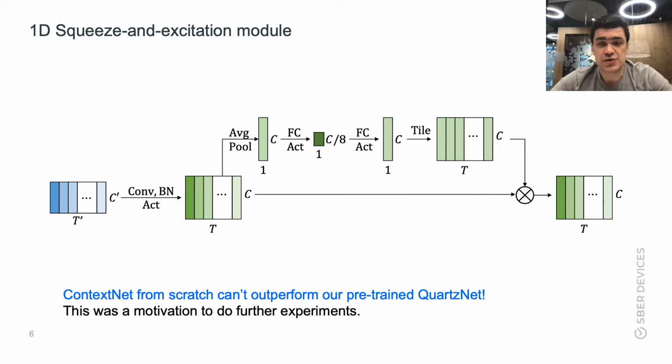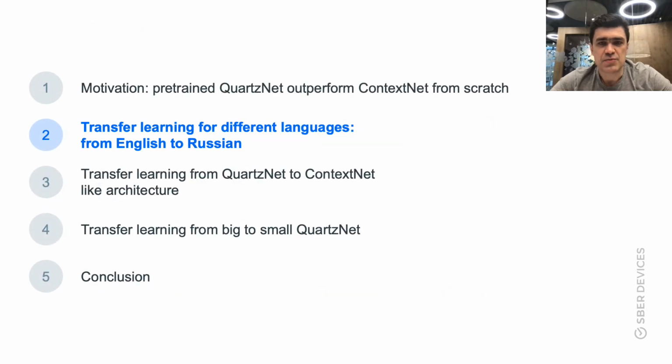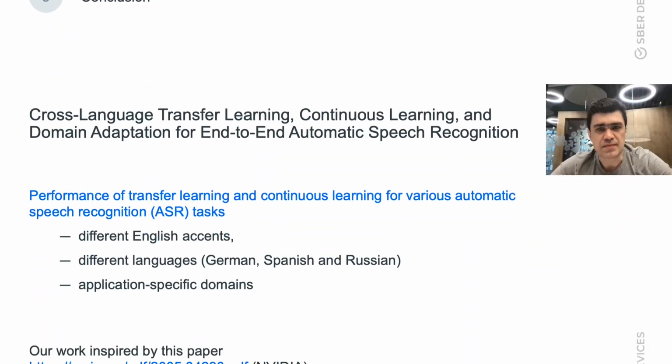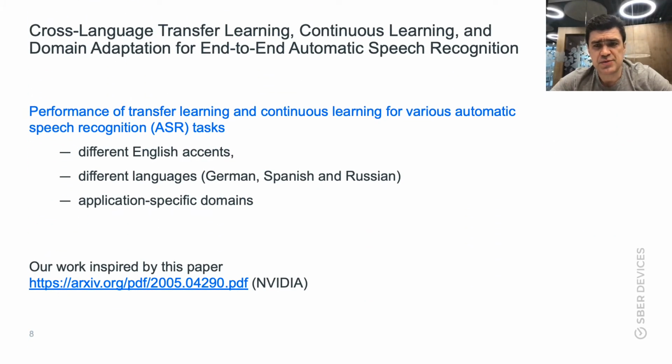Our experiments show that ContextNet from scratch cannot outperform our pre-trained QuartzNet model. This was a motivation to do further experiments. Next, I'm going to explain an algorithm how we perform transfer learning from the English language to the Russian one. Basically, it is a little bit similar to how authors from NVIDIA propose it in their paper called Cross-Language Transfer Learning, Continuous Learning and Domain Adaptation to End-to-End Automatic Speech Recognition.